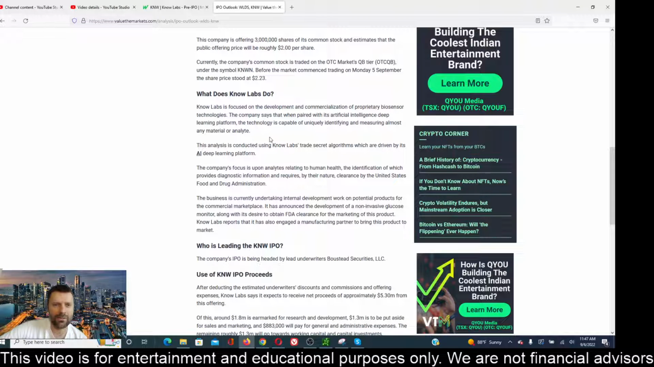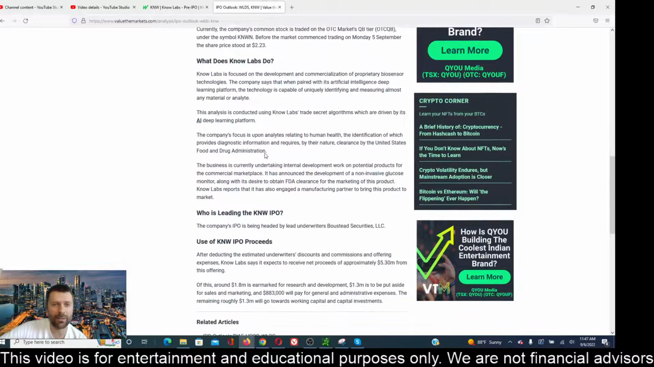What does No Labs do? No Labs is focused on the development and commercialization of proprietary biosensor technologies. The company says that when paired with its artificial intelligence deep learning platform, the technology is capable of uniquely identifying and measuring almost any material or analyte. This analysis is conducted using No Labs' trade secret algorithms, which are driven by its AI deep learning platform.